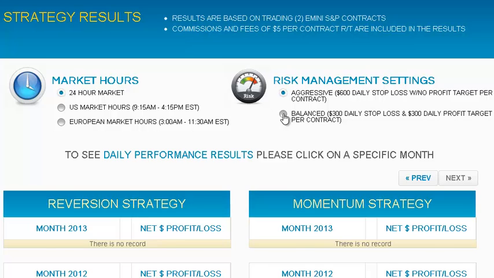The second setting is something that's balanced. Again, it's a daily stop loss. In this case, instead of $600, we have a $300 daily stop loss. However, we also have a second condition, and that is a $300 daily profit target, whichever comes first. That means if the strategy generates a loss of $300 on a cumulative basis per contract, per day, at any given point in time, or it makes a profit of $300 per contract per day on a cumulative basis, then the strategy will stop trading. It will no longer give us signals for the remainder of the day.